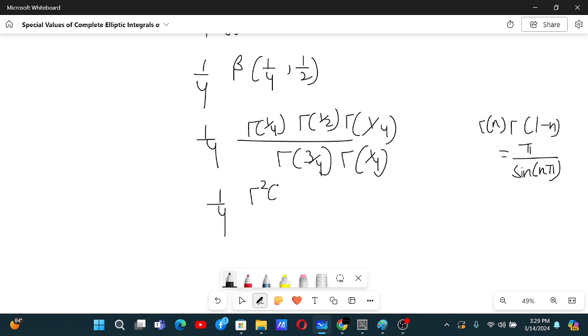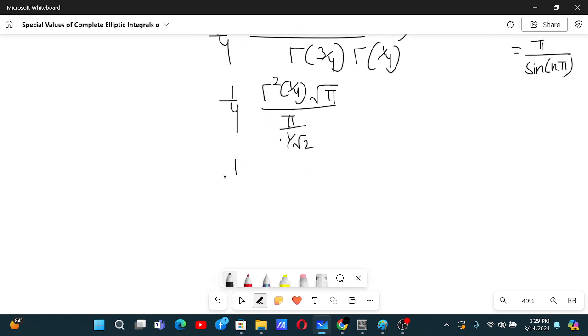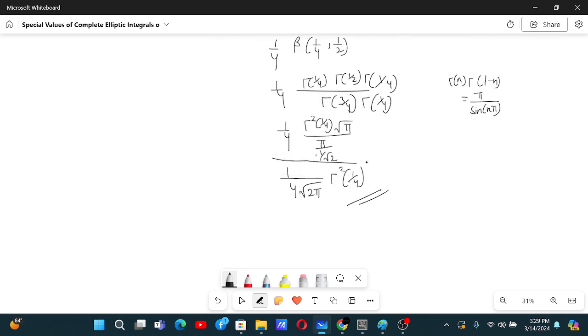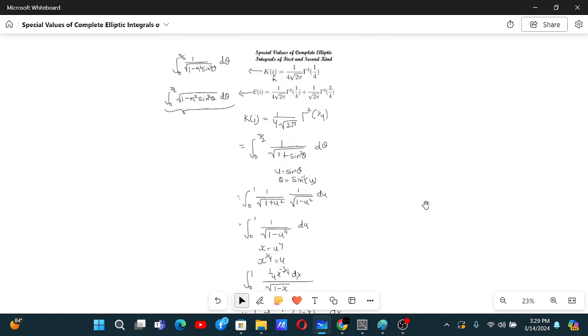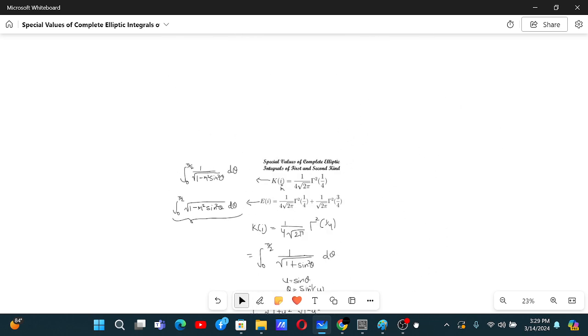This is gamma square 1 by 4. Gamma of 1 by 2 is square root of pi, and this is pi by sine pi by 4, which is 1 by root 2. That's why we have 1 by 4 square root of 2 pi, and this is gamma square 1 by 4, and this is the answer. Let's check if this is the answer or not. So basically 1 by 4 root 2 pi gamma square 1 by 4.